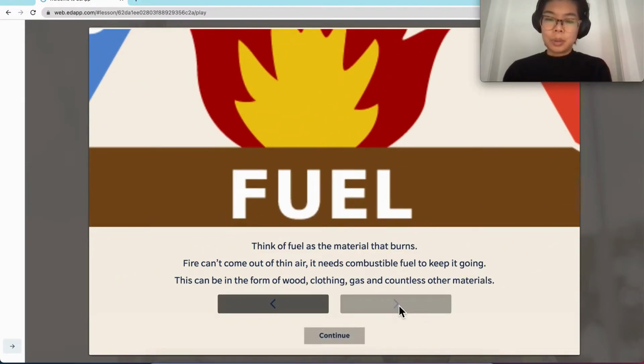Lastly, we have fuel. You can think of fuel as the material that burns. Fire can't come out of thin air. It needs combustible fuel to keep it going, and this can be in the form of wood, clothing, gas, and countless other materials.